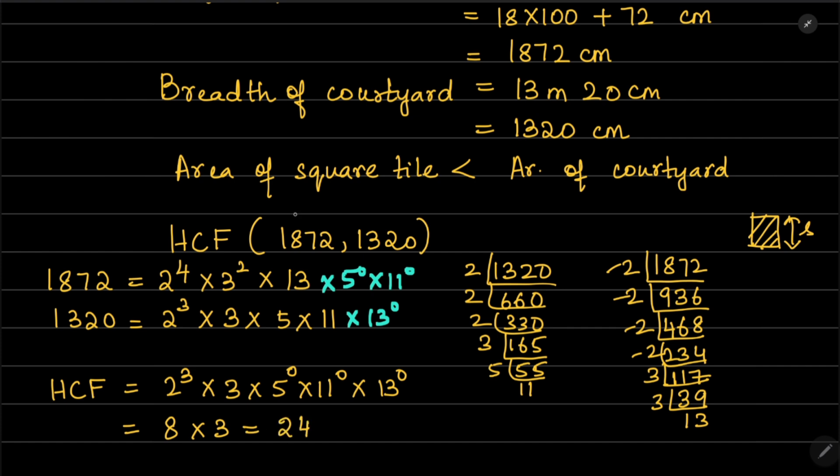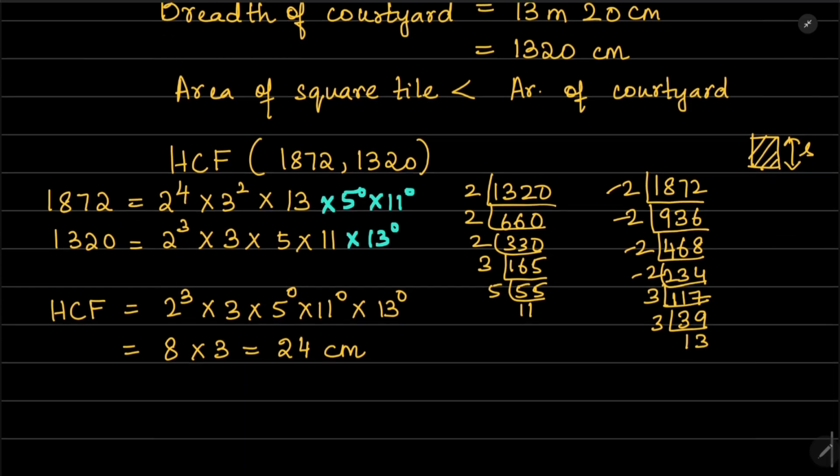Whatever the unit is for the HCF that you're calculating, what is the unit of these two? It is centimeter. Therefore, the value of HCF will also be in centimeter. And this is nothing but the length of the side of a square tile: 24 centimeter.